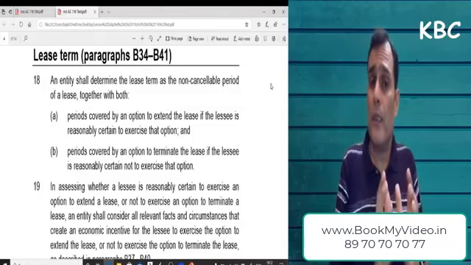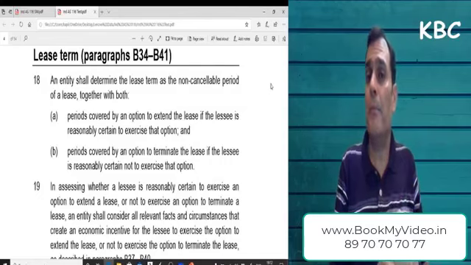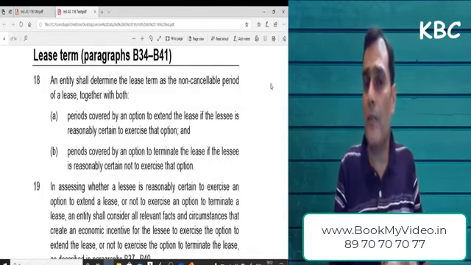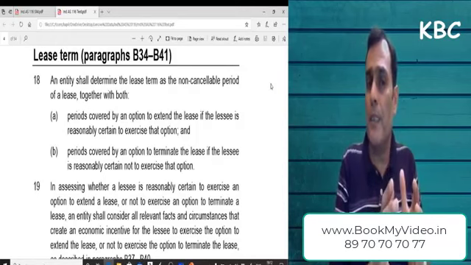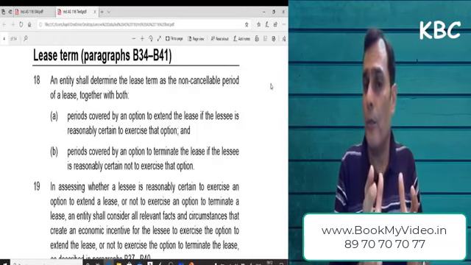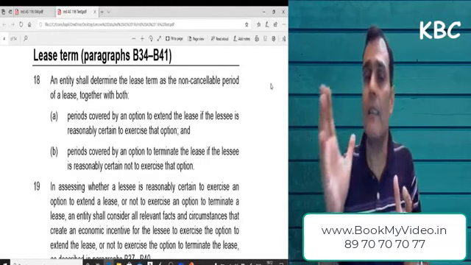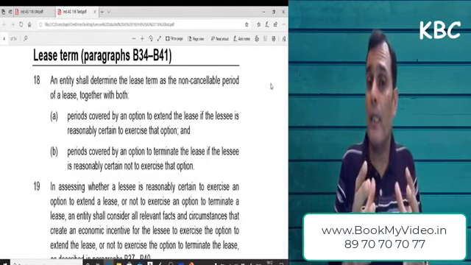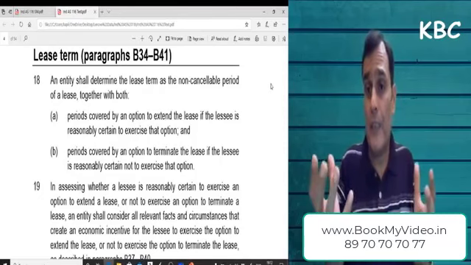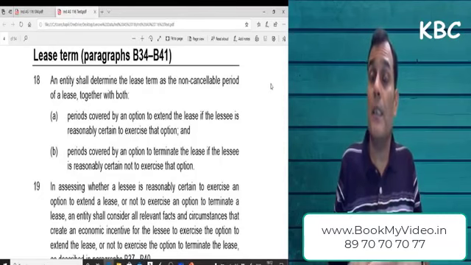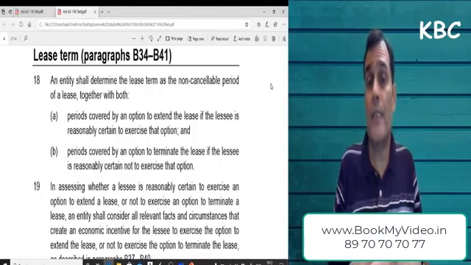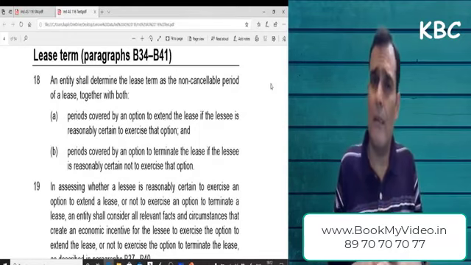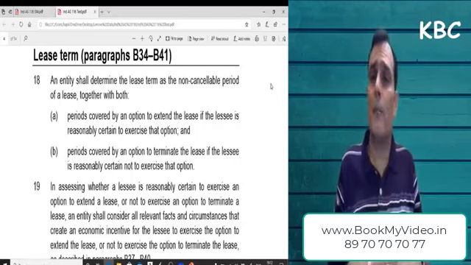It says together with A and B. Now, in terms of A, it says the periods covered by an option to extend the lease, if the lessee is reasonably certain to exercise that option. It's a little technical. Can you put this in simpler words?